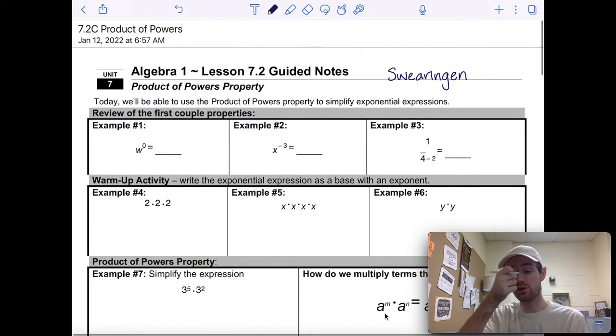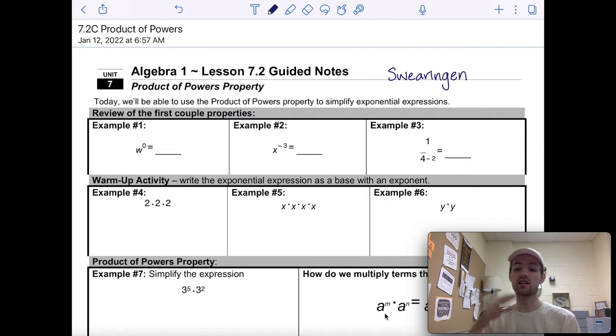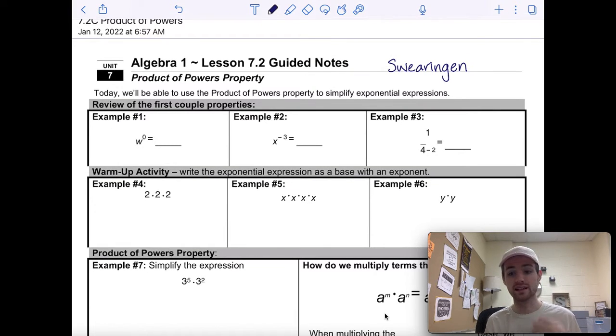This is 7.2. So in 7.1, we talked about exponents, we learned what a base was, and then we learned a couple properties. And so these first couple examples just look back on what we've already learned. We'll get to those examples in just a bit. The goal for today in 7.2, we're going to learn a new property called the product of powers property, and we'll use that to simplify our bases. With that, let's start on it.